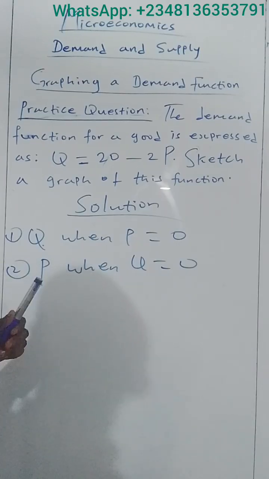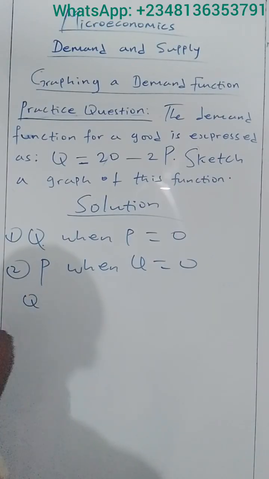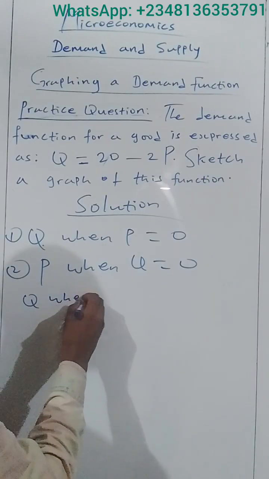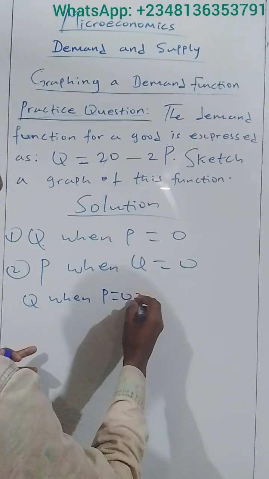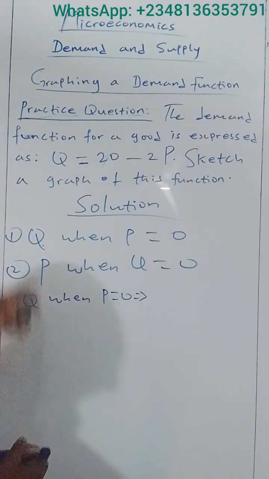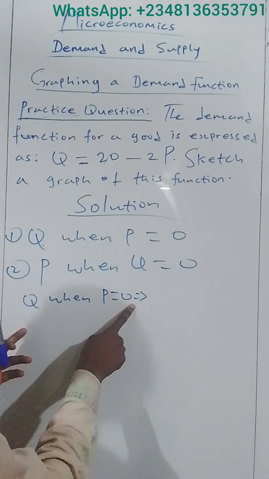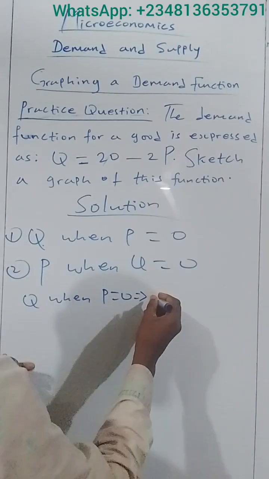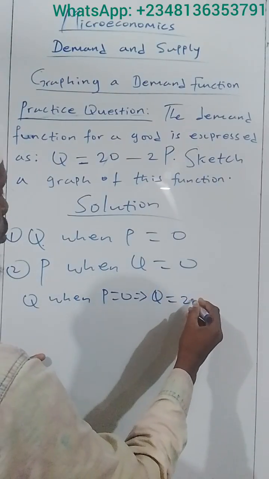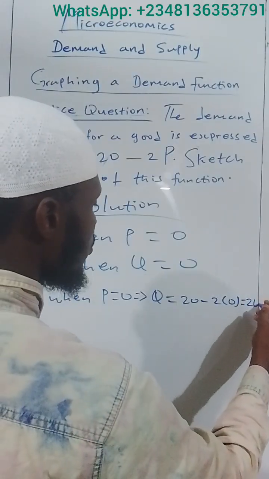So the value of Q, that is Q when P equals 0, can be expressed as this. I have this function here, and we say P is equal to 0. Wherever I see P, I put 0 here. In other words, Q is equal to 20 minus 2 times 0, which is equal to 20.